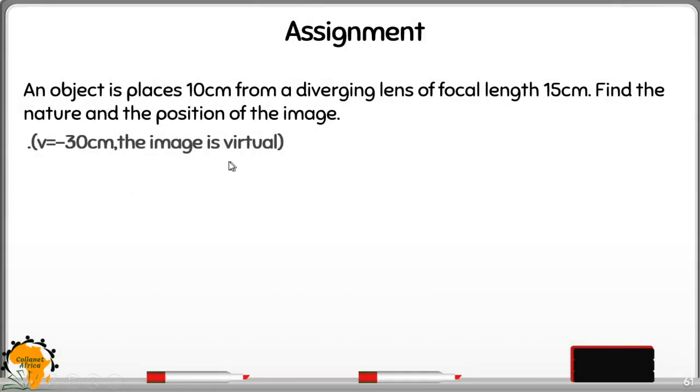Still we have another question. Make sure that you calculate and get the values that are given.